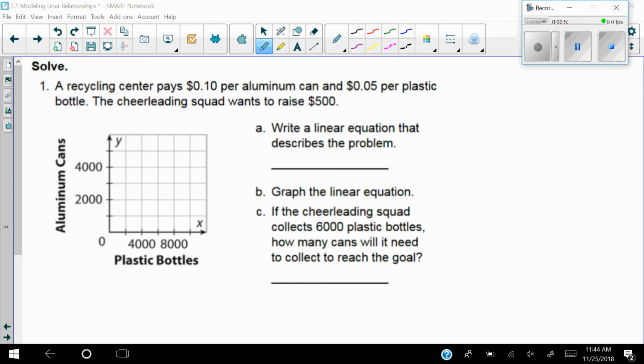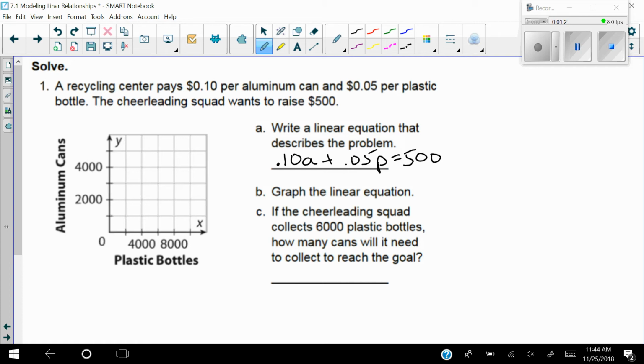So our actual function is going to be 0.10 times the aluminum cans, I'm going to use an A, plus 0.05 times every plastic bottle, I'm going to use a P. And it all has to equal 500. So that's going to be our equation.